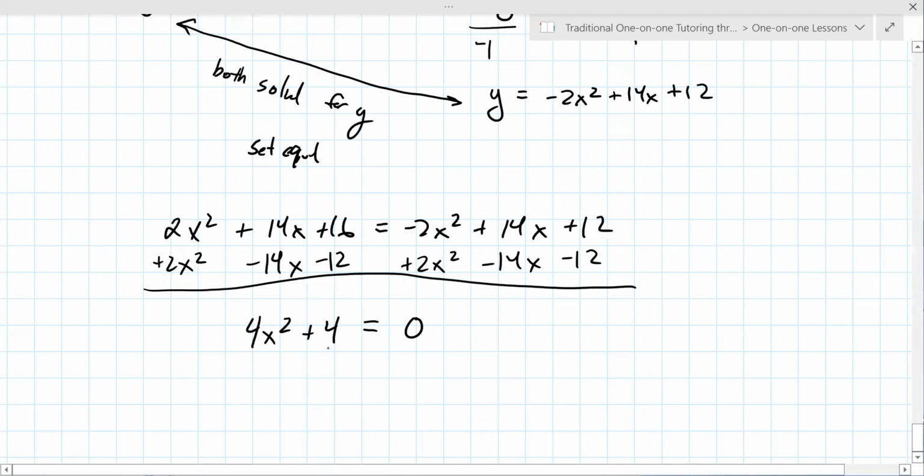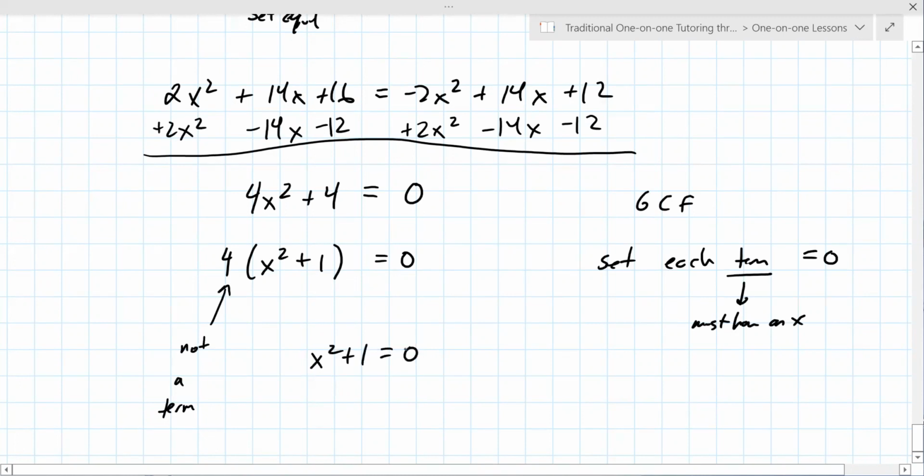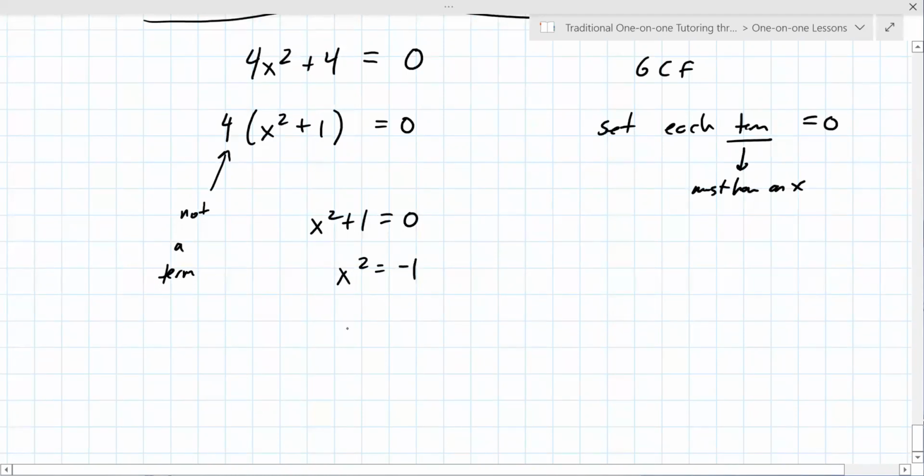Again, you can use the greatest common factor approach here. You can factor out a 4. Then you set each term equal to 0. A term must have an x, so 4 is not a term, but x squared plus 1 is. If you're still with me, you subtract 1 from both sides. So x equals plus or minus the square root of negative 1. This is no solution.